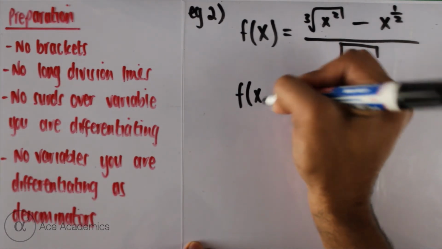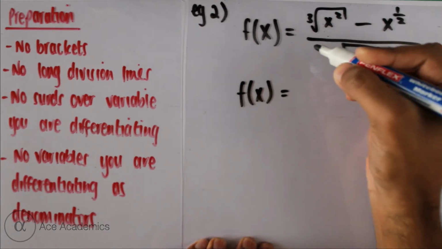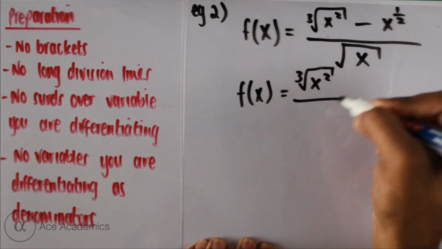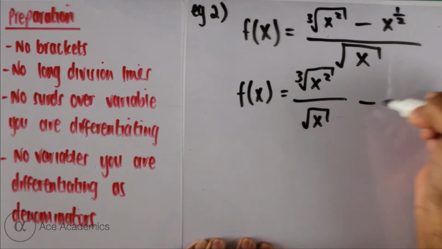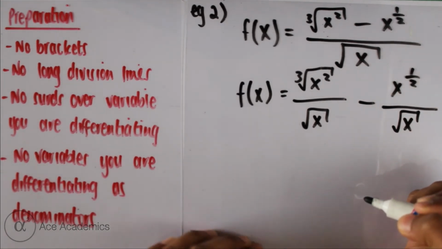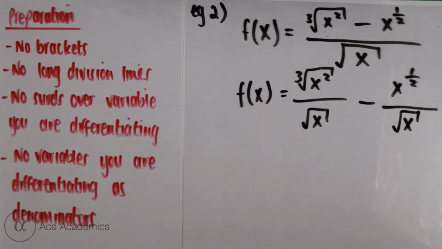So it's f of x is equal to the cube root of x squared, all divided by the square root of x, minus x to the power half, all divided by the square root of x. Right, now we got rid of our long division line. The next step is no surds over variables you are differentiating. And that's a problem because we have surds over almost all the x's here. But according to our laws of exponents and laws of surds, we're able to change our surd into an exponent.